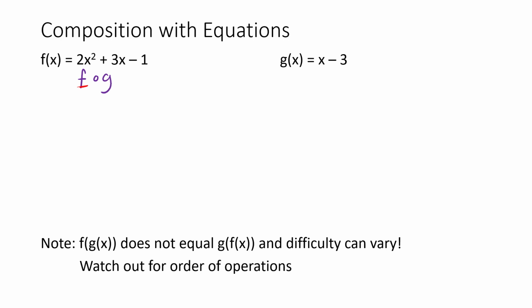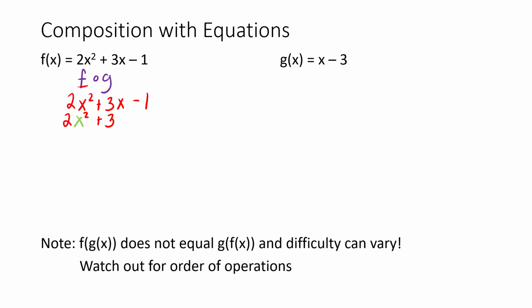So if f is listed first, start by writing down whatever function f is. So in this case, it is 2x squared plus 3x minus 1. Now, when I present this in class, I will sometimes do this, okay? And I'll take the time to do it here. And you can probably see what I'm doing.